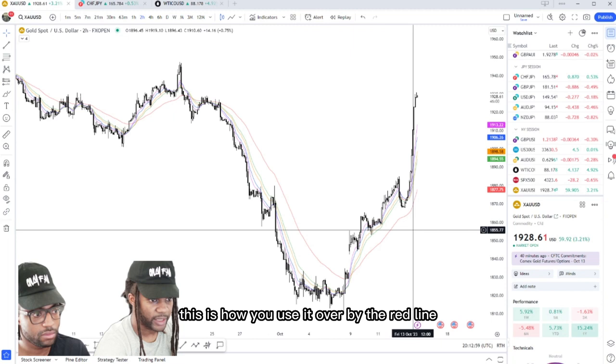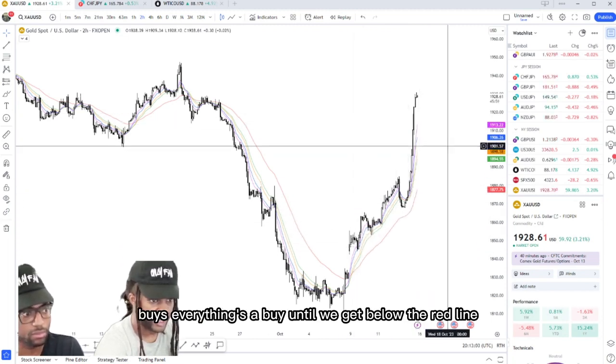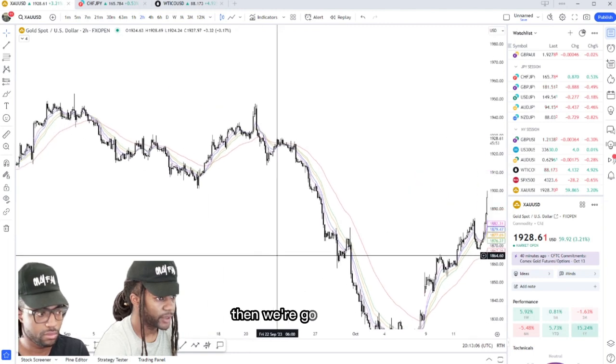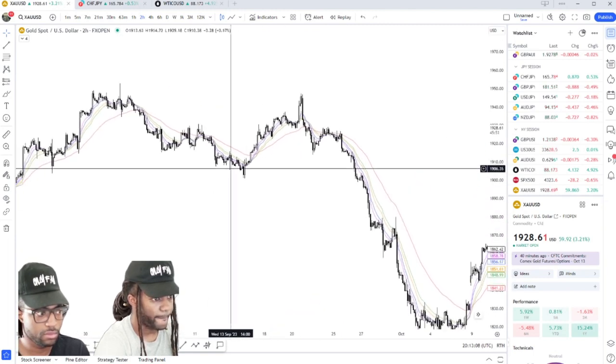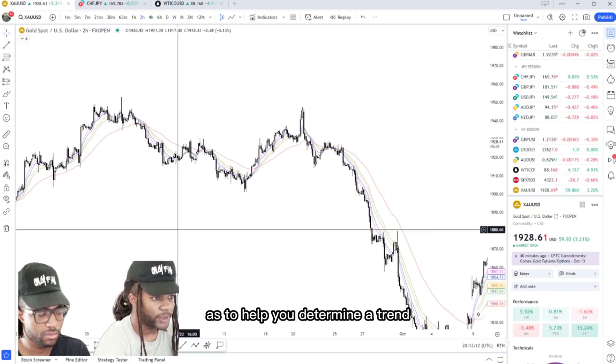Oh, we're above the red line, always an uptrend. You're looking for buys, buys, buys. Everything's a buy until we get below the red line. Then we're going to sells. So this is why we have this indicator. It's to help you determine a trend.